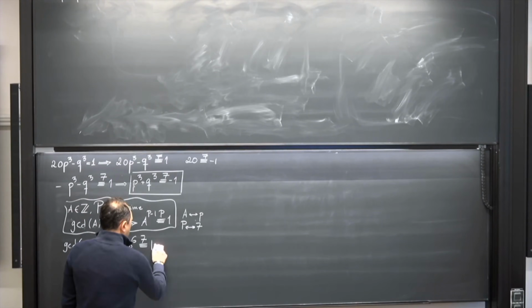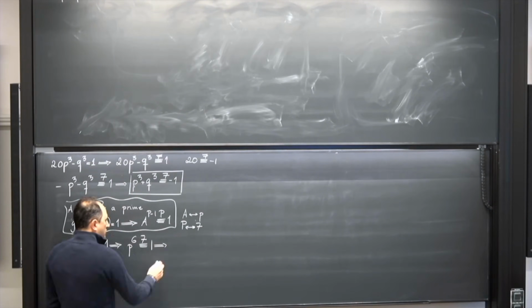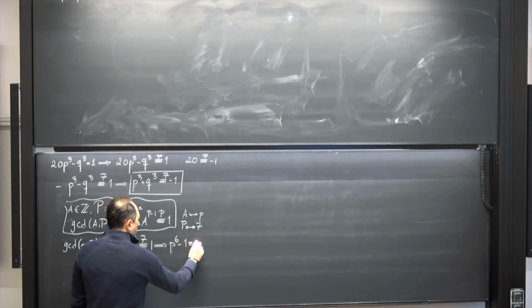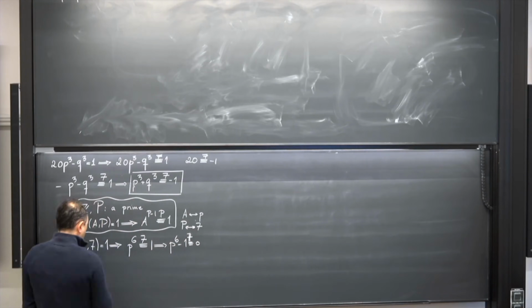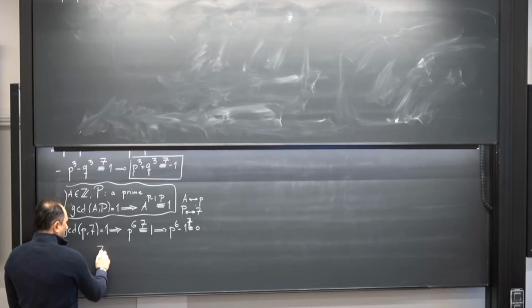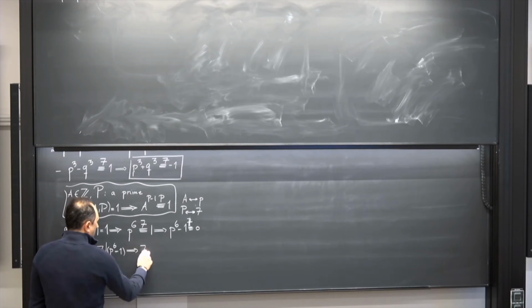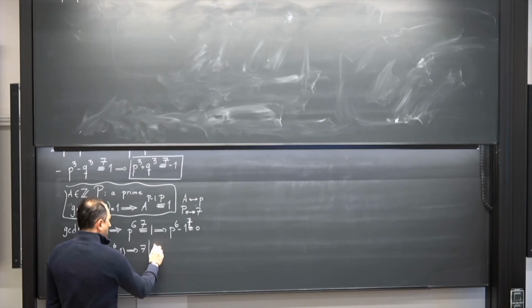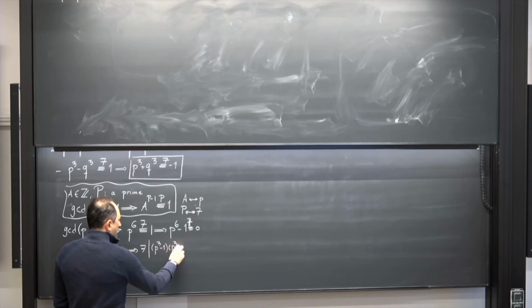Then what does it mean? If I move 1 to the other side, it means p^6 - 1 is congruent to 0 modulo 7. But what does it mean? It means 7 divides p^6 - 1. But then you can immediately see that I can factorize this using the conjugate rule. So it becomes (p^3 - 1) multiplied by (p^3 + 1).